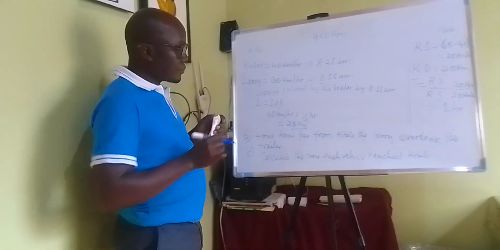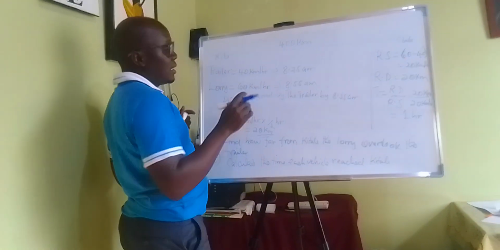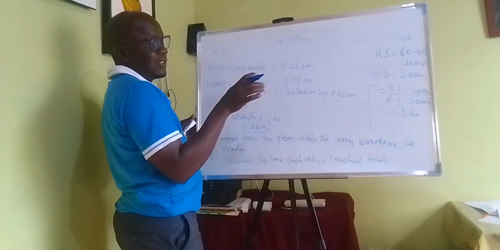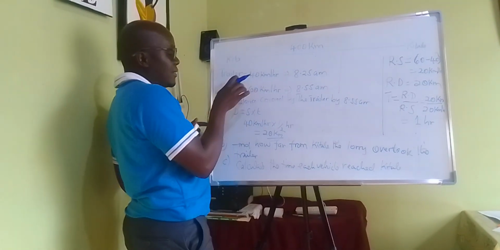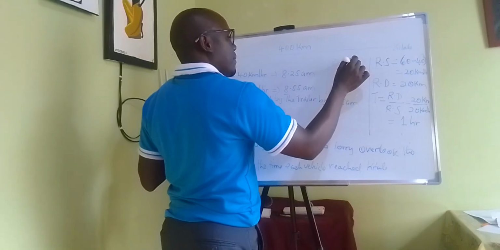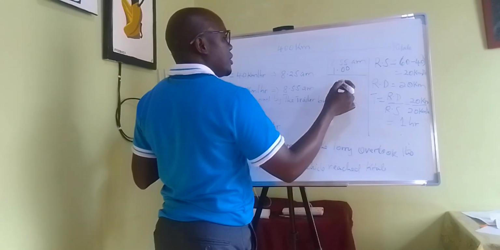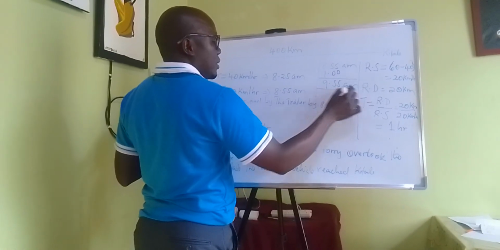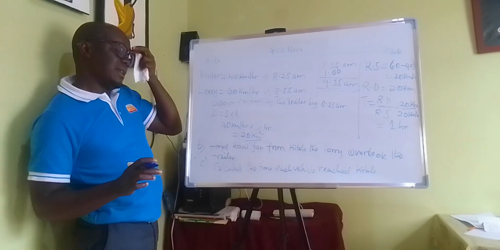So what is the time? We take the time that the lorry was leaving, not the time that the trailer left, because this relative distance and relative speed work with a uniform time, which is the time that the last vehicle left, that is 8:55. So you take 8:55 a.m. and add 1 hour, the duration taken for the lorry to overtake, and you get 9:55 a.m. So this is the time that the lorry overtook the trailer.